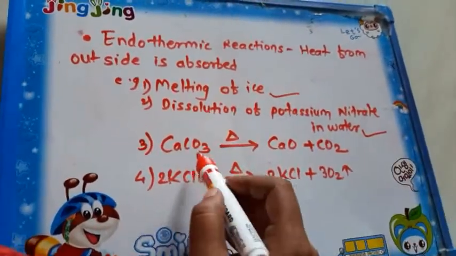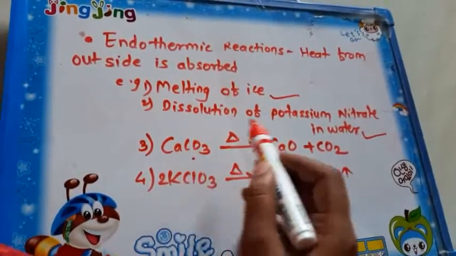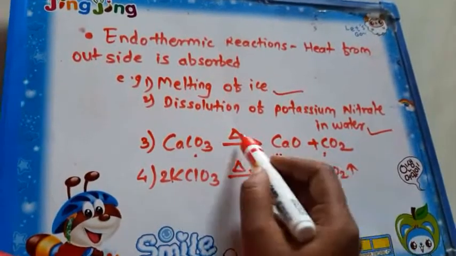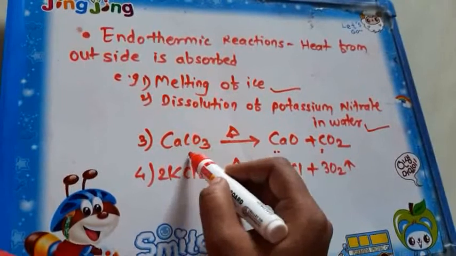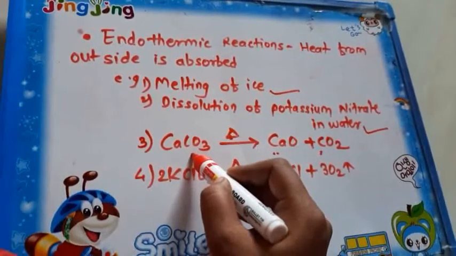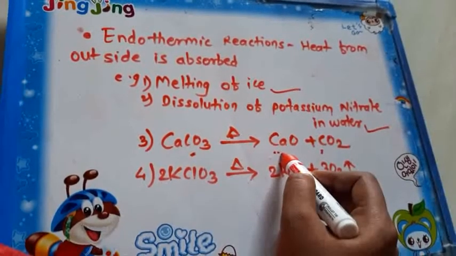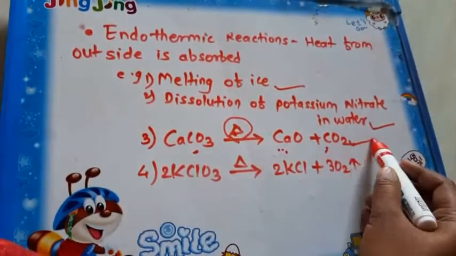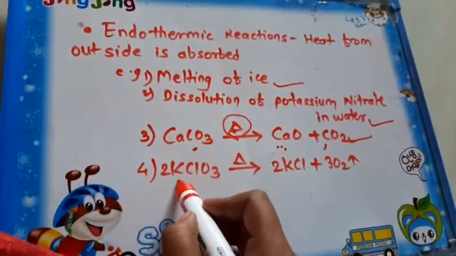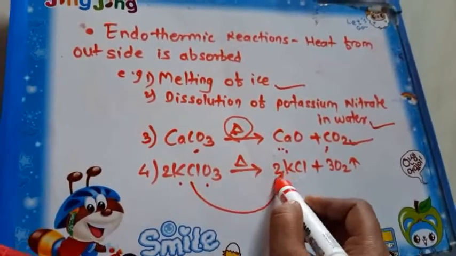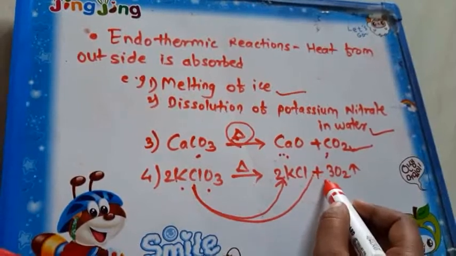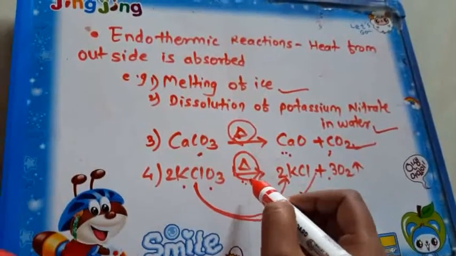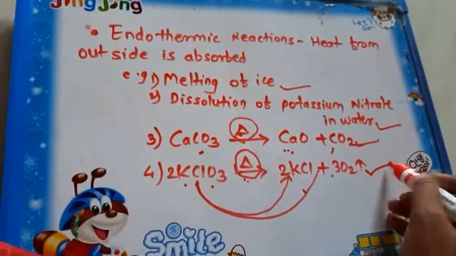Next, calcium carbonate crystals can be decomposed into calcium oxide and carbon dioxide, but this will happen when heat is given from outside. That is, when CaCO3 crystals are heated, they will be transformed into CaO and CO2. So here heat should be given from outside. So it is an endothermic reaction. Next, potassium chlorate can decompose into KCl and oxygen. For this also heat should be supplied from outside. Then only this reaction is possible. So this is also an example of an endothermic reaction.